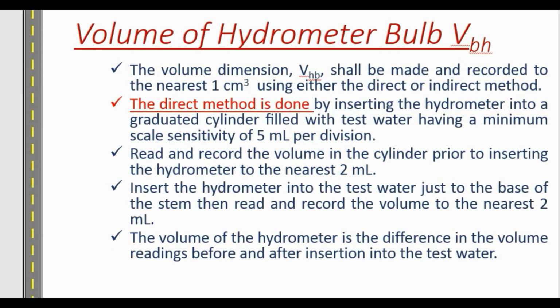Second one is the volume of the hydrometer bulb, VBH. We have to determine the volume of the hydrometer bulb. There are two methods. First is the direct method and second is the indirect method. For the direct method, we have a measuring cylinder up to 1000 ml with a minimum scale of 5 ml. If not available, then 10 ml may also be used. We fill the measuring cylinder up to 800 or 900 ml. It's your own choice, preferably 900 ml.